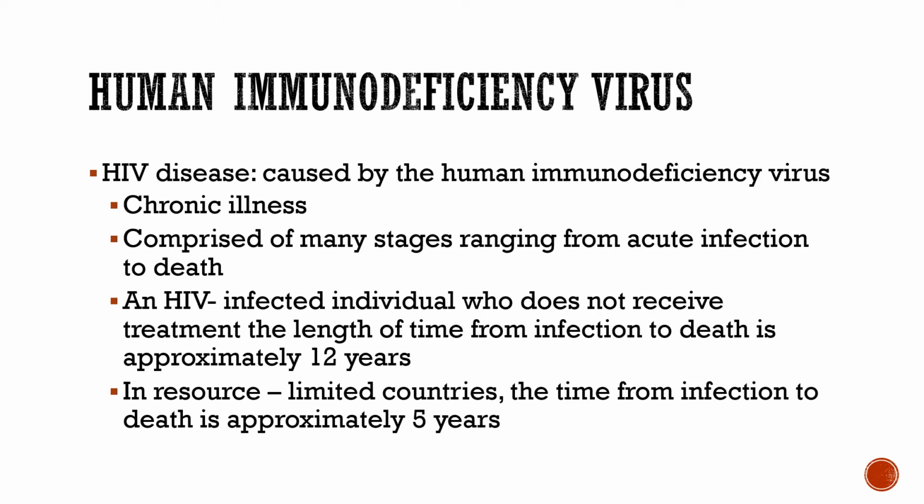So HIV disease. HIV disease is caused by the human immunodeficiency virus. It is now considered a chronic illness. It is comprised of many stages, ranging from the acute infection to when the client will pass. But again, now we are seeing that clients are passing more from opportunistic infections than the virus. An HIV-infected individual who does not receive treatment, the length of time from infection to his passing is approximately 12 years. In resource-limited countries, the time from infection to death is approximately 5 years.